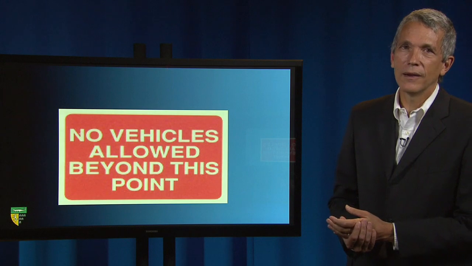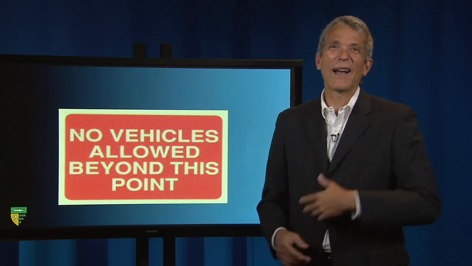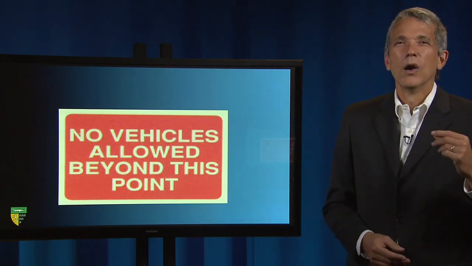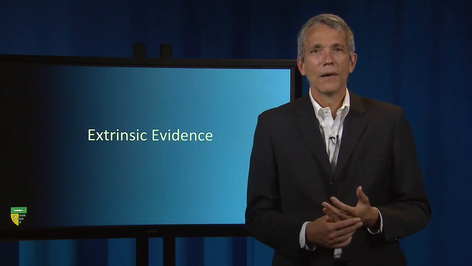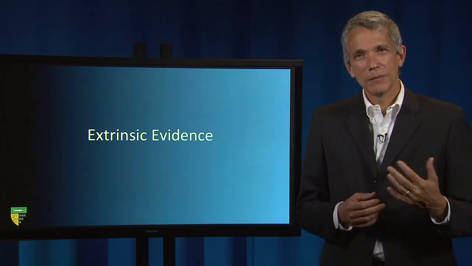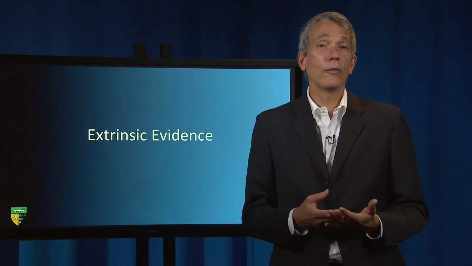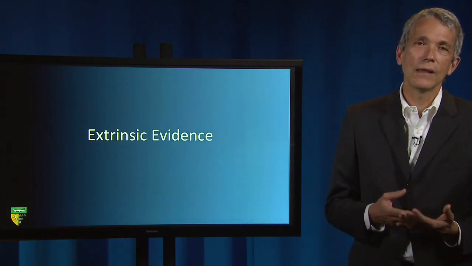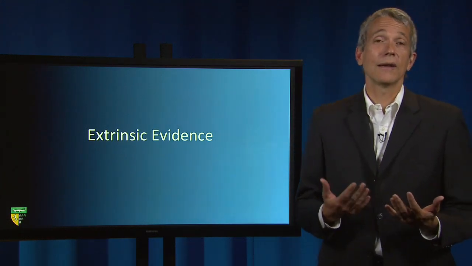The latter interpretation would be represented by a point outside of the circle. When the text is ambiguous, interpreters sometimes admit extrinsic evidence to resolve the ambiguity. For statutes, the extrinsic evidence might be legislative history.